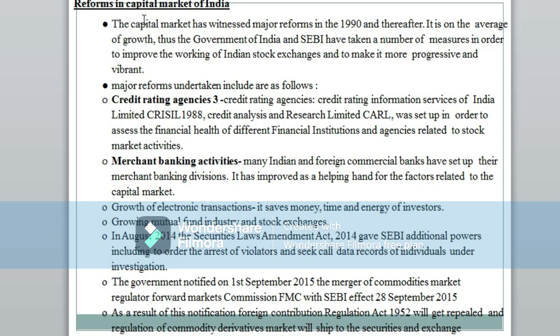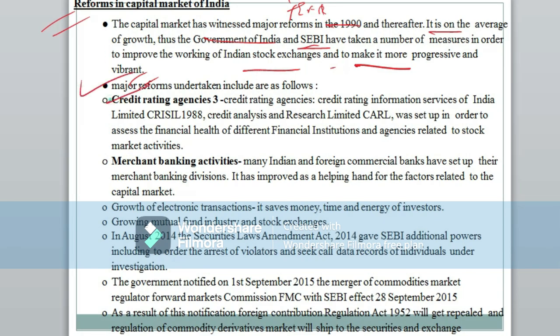Now let us see reforms in the capital market of India. So before the 1990s there was a huge prospect of FERA and FEMA, which we will see in a later class. Market volatility persisted and there was loss to investors. Then the Government of India and the Securities and Exchange Board of India, SEBI, took a number of measures in order to improve the working of the Indian stock exchanges and to make them more progressive and vibrant. Major reforms undertaken are as follows.